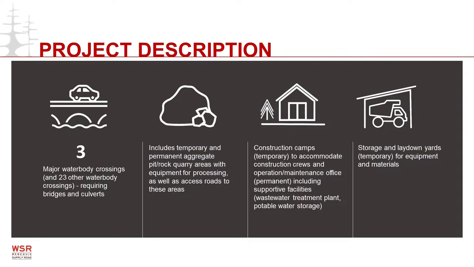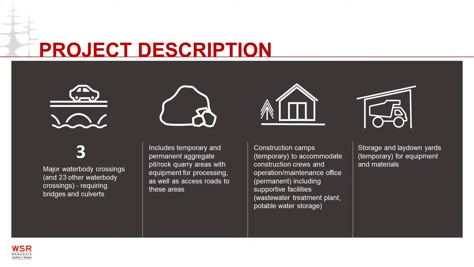That crossing is, I believe, anywhere from 40 to 50 meters wide. The road will then move south and then turn east across the James Bay lowlands. The final major crossing is of the Muketei River, which is about 35 to 40 meters wide. So those are the three major water body crossings. There will be 23 other water body crossings along the route as well.